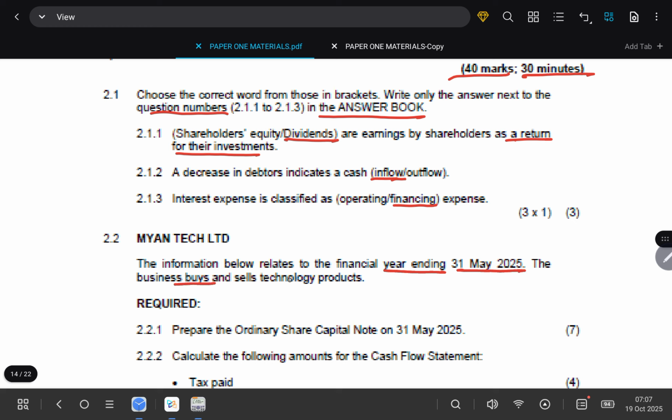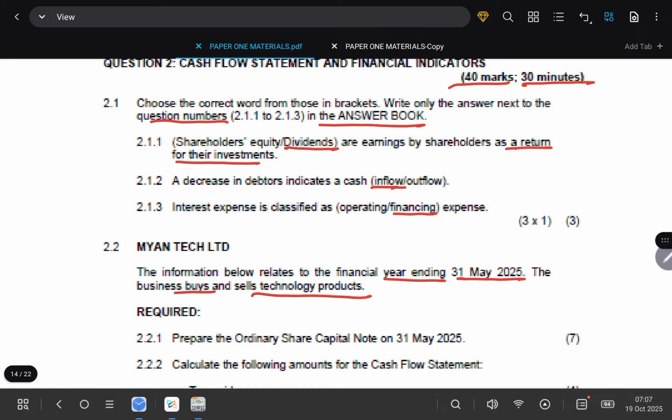Okay. Next, they are saying that the information below relates to the financial year ending on 31 May 2025. Their business buys and sells technological products. So when it's like this, what we need to do is to firstly establish the beginning of the year. Remember, if we end in May, we're going to start on the 1st of June, 1 June 2024. Then we'll end on the 31st of May 2025.